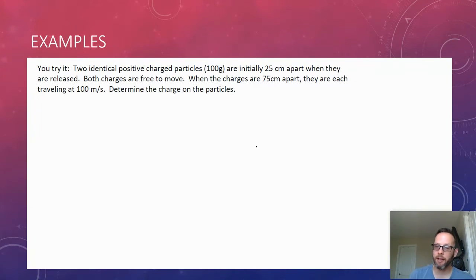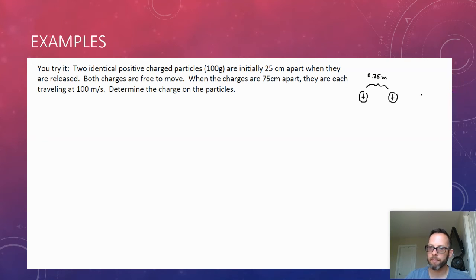So if you'd like to pause the video and try this one yourself, you can, or you can follow on with me if you want to as well. So I'm just going to diagram this one out. We have two positively charged particles. They are 25 centimeters apart, so 0.25 meters. And this one's a bit different than the previous one. They're both free to move.